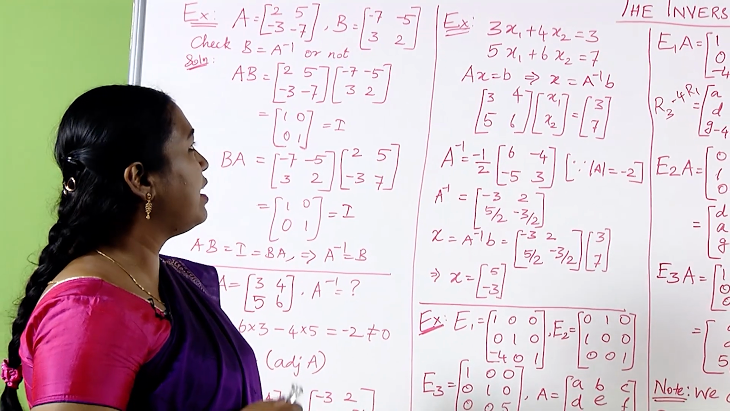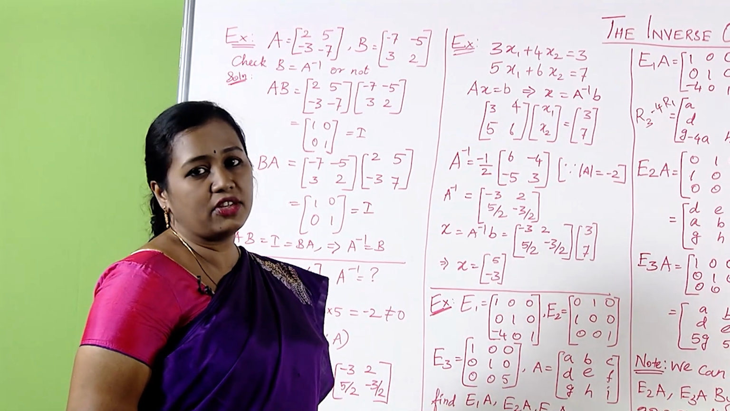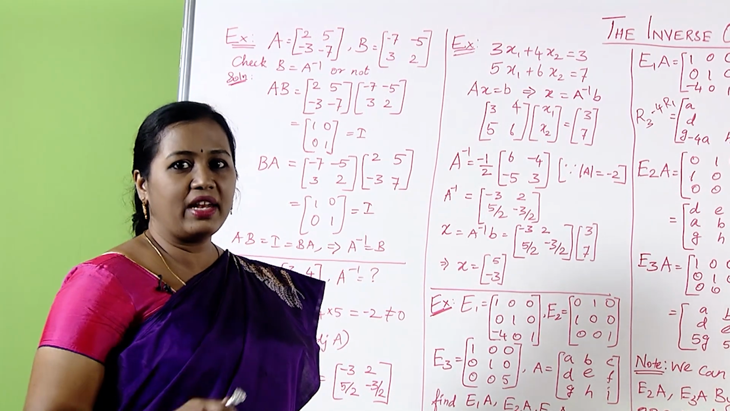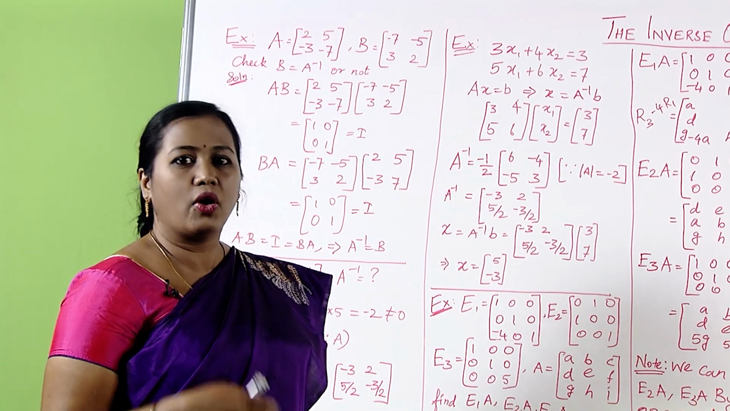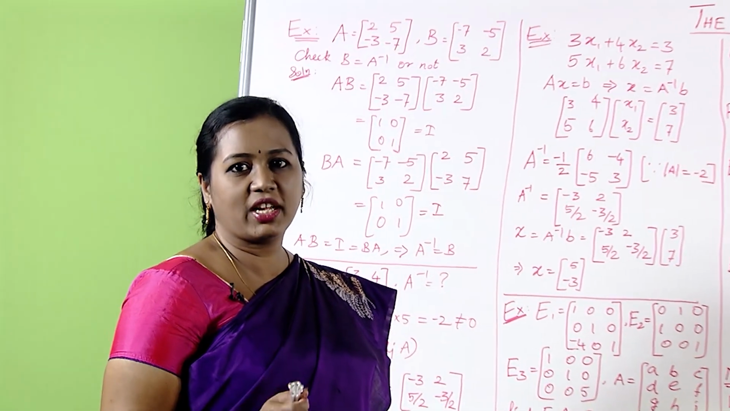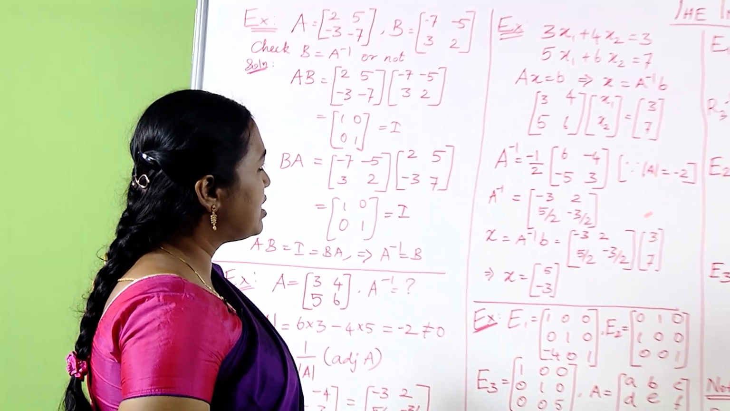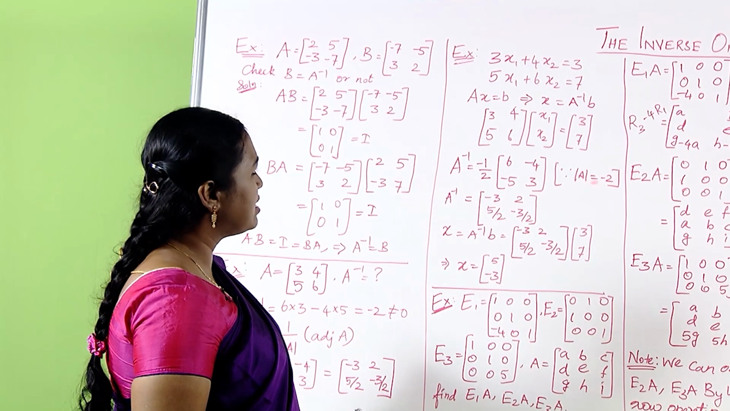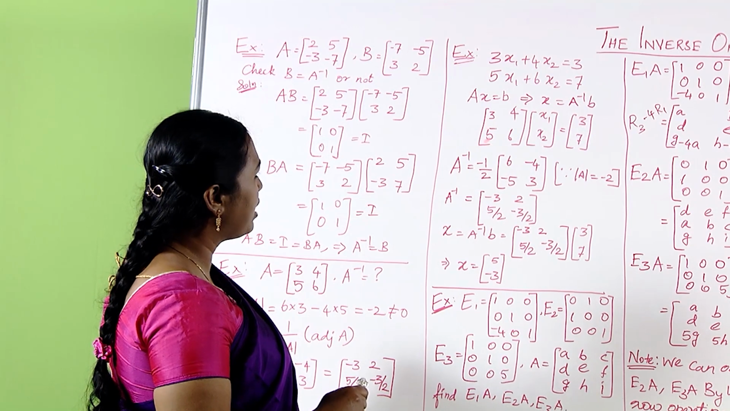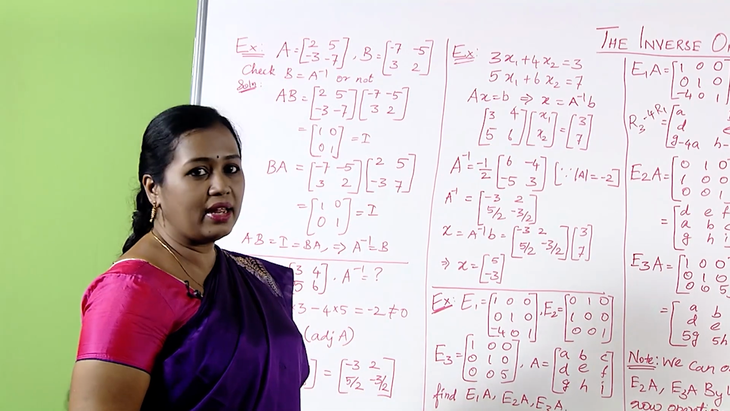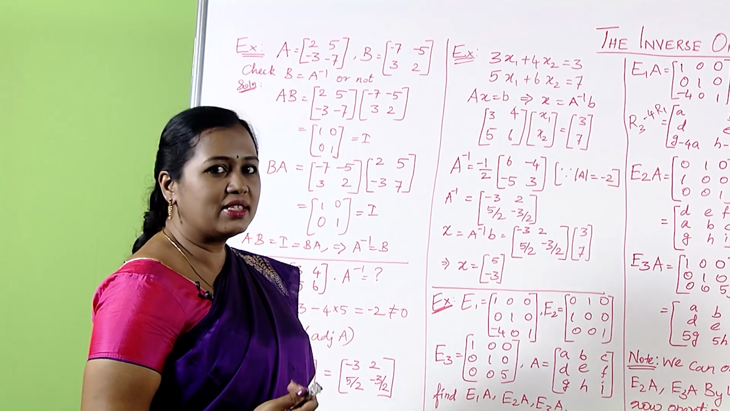Now, I need to find the inverse. So, I say that x is A inverse B, which means that I need to find A inverse. But to find A inverse, I must first check whether A is invertible or not. How do I find whether it is invertible? I check the determinant. Determinant A is equal to minus 2. You can check right away if you want. So, 6 into 3 minus 5 into 4, which is 18 minus 20, which comes to minus 2. Again, it is a non-zero term, hence inverse exists.